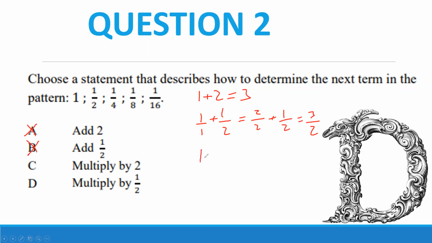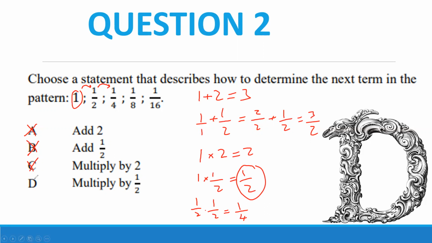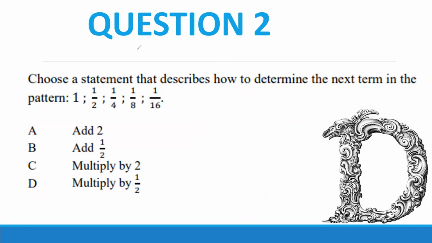Multiply by 2. Your first number is 1 times 2. You are getting 2, but our answer is 1 over 2. Multiply by 1 over 2. Yes, this is our answer. 1 times 1 over 2 is equal to 1 over 2. Yes, it is correct, from the first number to the second. What about the next one? From 1 over 2 to 1 over 4, is it working? 1 over 2 times 1 over 2 equals 1 over 4. Yes, it is working. Our answer is D. I hope it is clear. So we have done question 2 also. Let's continue with the next one.